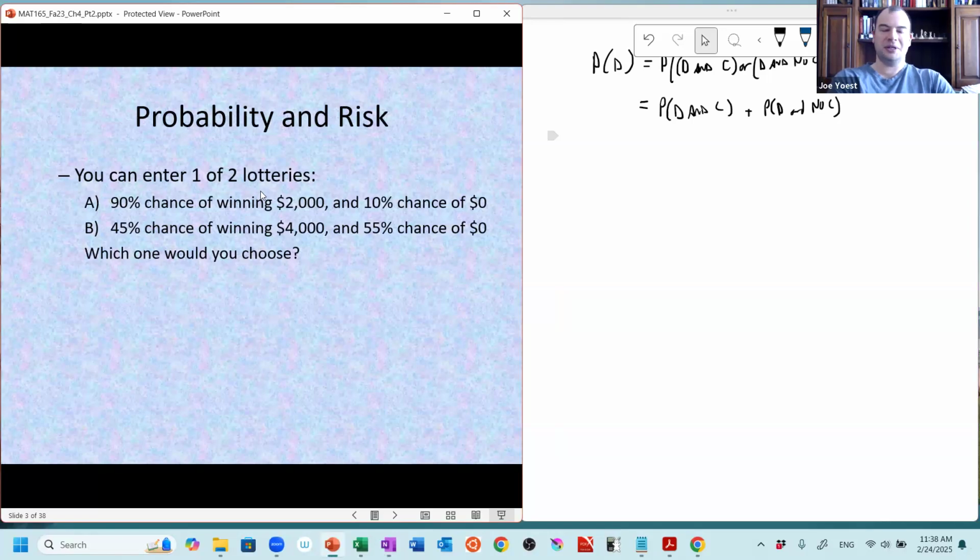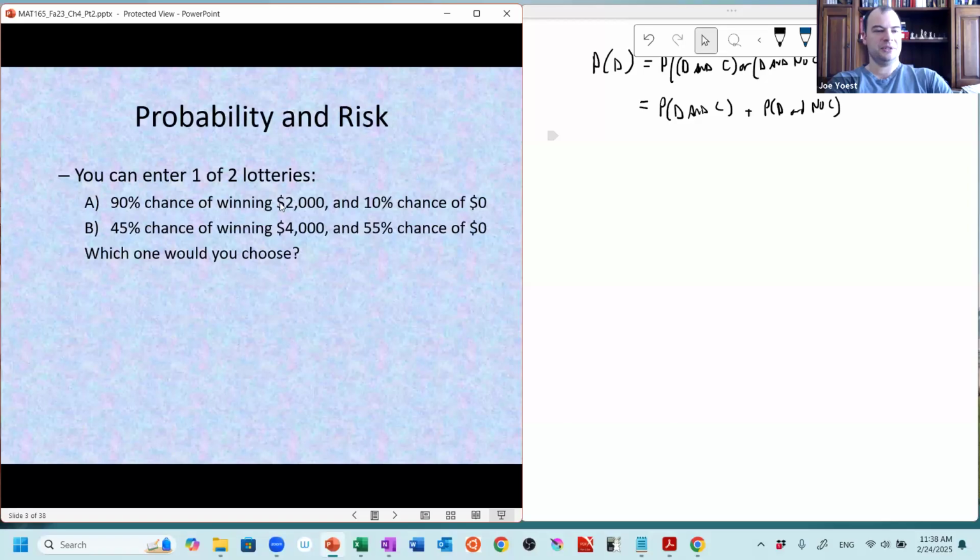So here's a question. This is based on some famous work by Kahneman and Tversky, a psychologist and an economist who did some of this foundational work in this area in, I want to say, the late 60s, early 70s or so. They would give people this choice. You have a choice of entering one of two lotteries. You pick a ticket from lottery A or lottery B. You don't have to pay for it or anything.